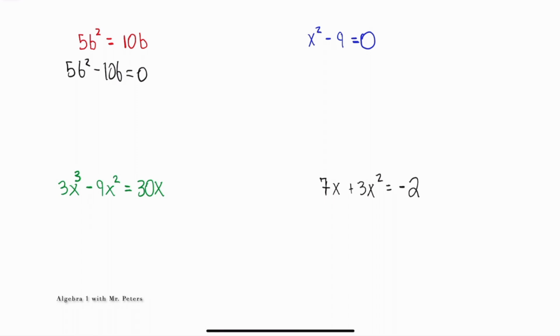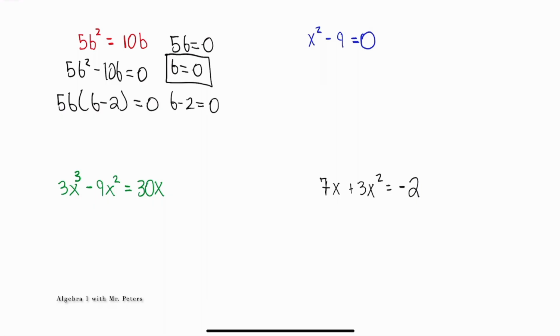And the best method is to pull out the greatest common factor of 5b. We're left with b minus 2 is equal to 0. So we set the factors equal to 0. First one is b is equal to 0 after we divide by 5. And then b minus 2, once we solve, we're going to get b is equal to positive 2.